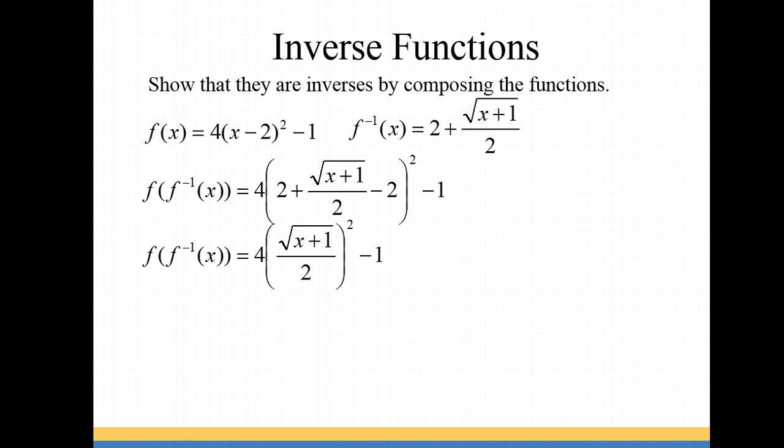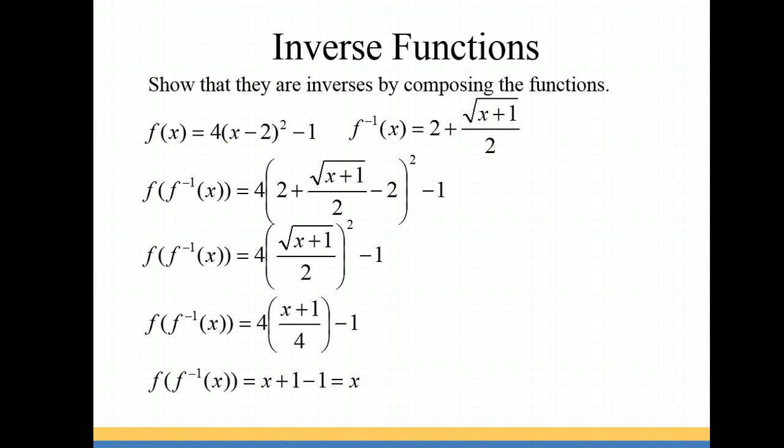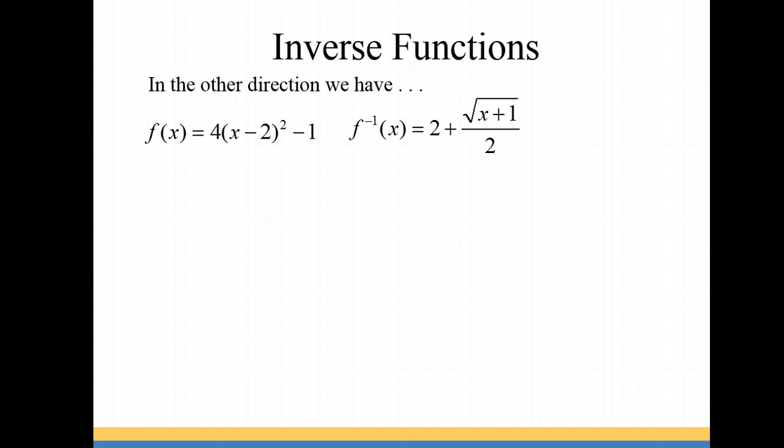Now if I take the square of the square root, those cancel each other. So I have x plus 1, and then I squared the 2 in the denominator, which is 4. Now the 4's cancel out, and I get x. So I've shown that the composition is x in one direction. Now we need to do it in the other direction.